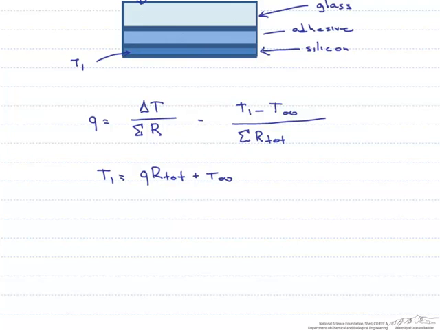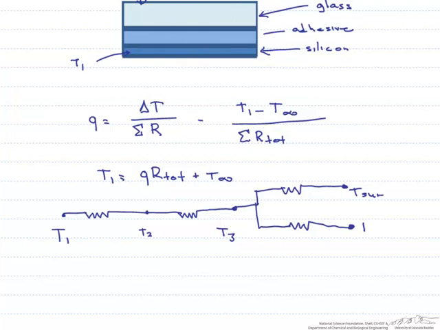Let's start by looking at a thermal circuit for the process. We're going to start with the silicon, which is at T1. And now going between the silicon, we have a resistance that's caused by the adhesive, and we get to T2, which is at the top of the adhesive. Then we have a resistance that's caused by the glass. Then we have the temperature of the surface. And then we have two resistances in parallel. One is caused by the radiation, and this is T surrounding. And the other is caused by the convection, and this is T infinity. And both T surrounding and T infinity are 25 degrees C.